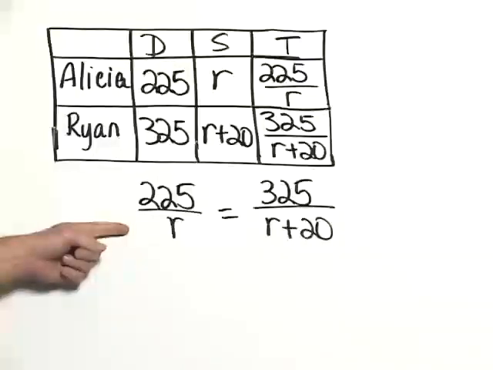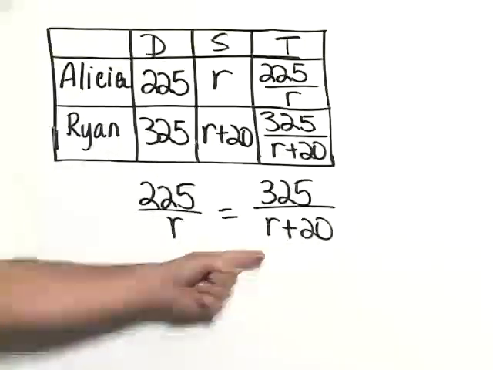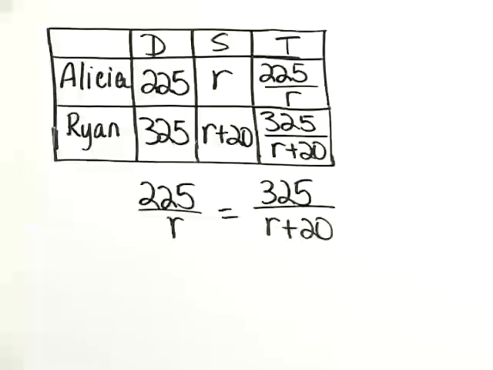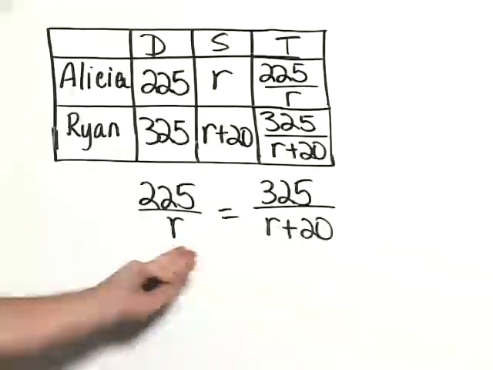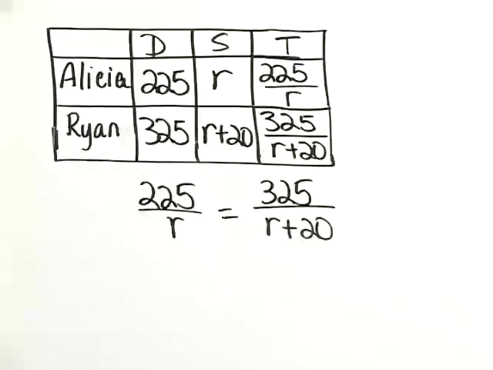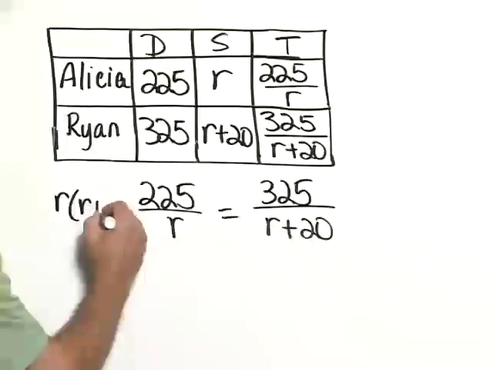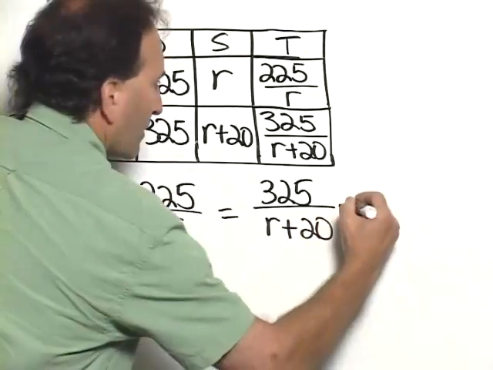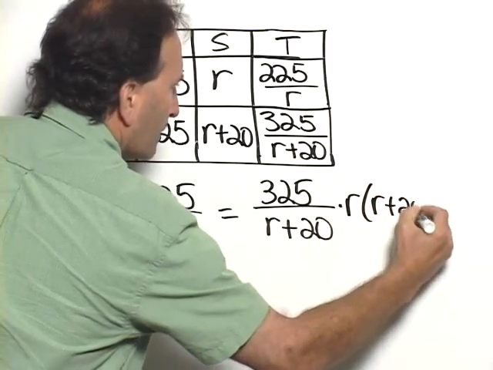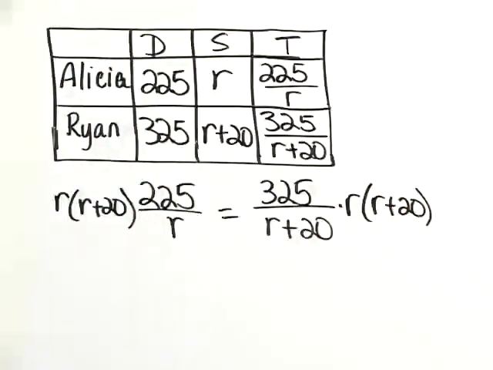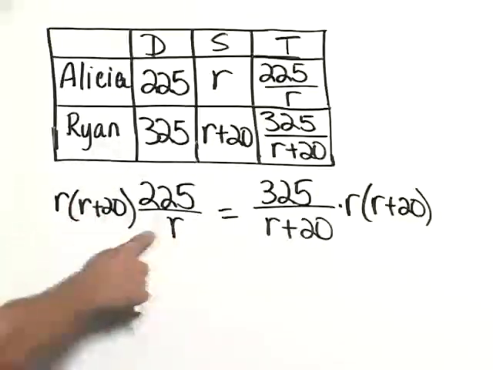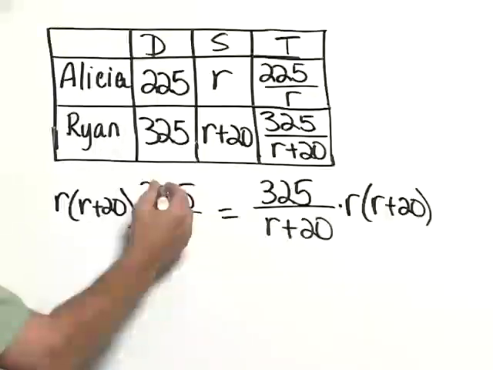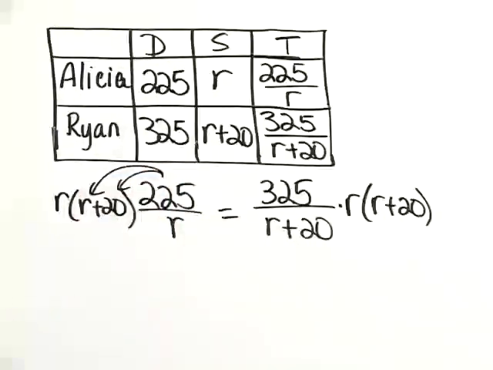We want to solve this. We would recognize it as a rational equation. We would need to multiply both sides by the LCM of the two denominators, and that would be R times R plus 20. So multiply by R times R plus 20 on the left side, and multiply by R times R plus 20 on the right-hand side. On the left-hand side, we can remove a factor of 1, which is the R over R, and we need to distribute the 225.